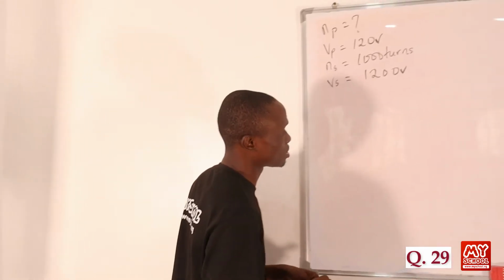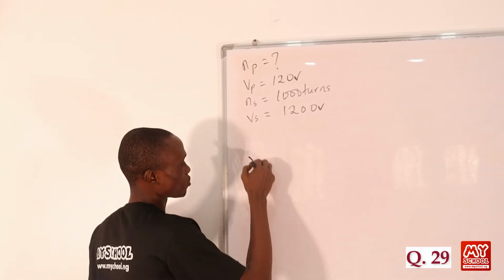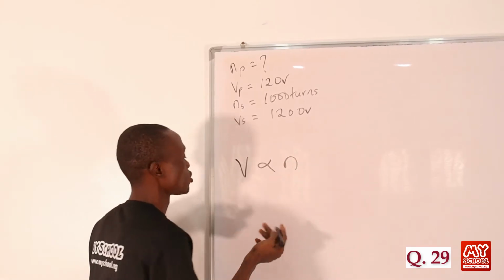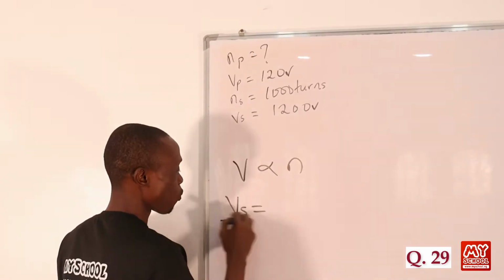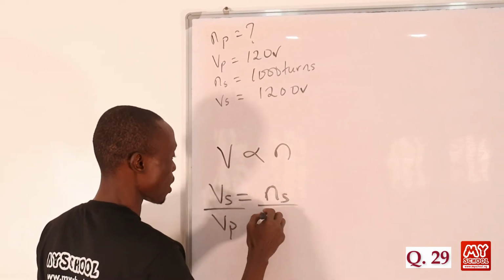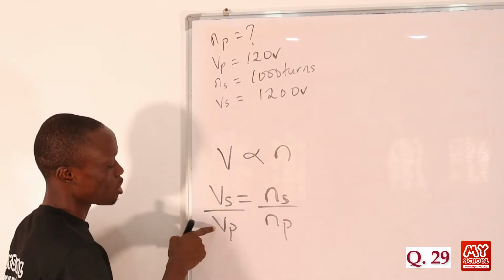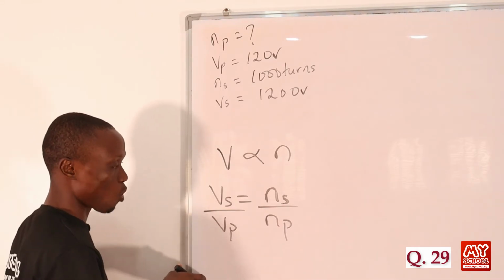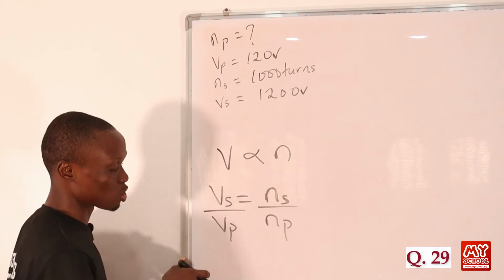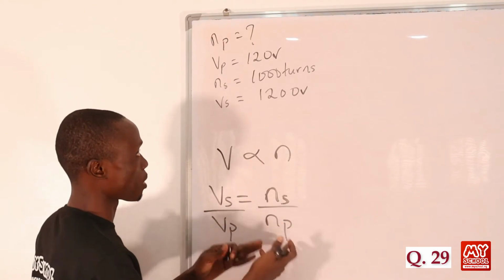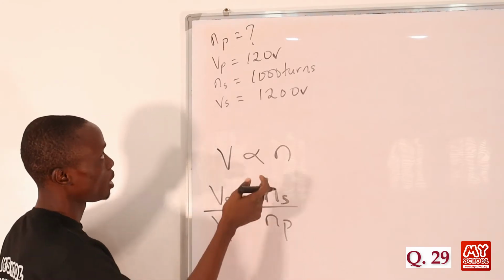So just take note of this, that for a transformer, voltage is directly proportional to the number of turns, right? So in this case, we'll be having Vs over Vp is equal to Ns all over Np, where Vp stands for voltage in the primary coil, while Vs is voltage in the secondary coil, Ns is the number of turns of the secondary coil, and Np the number of turns of the primary coil. So in this case, we are looking for Np, right?